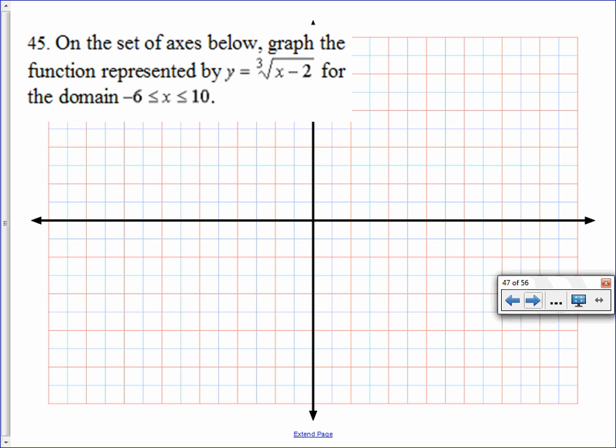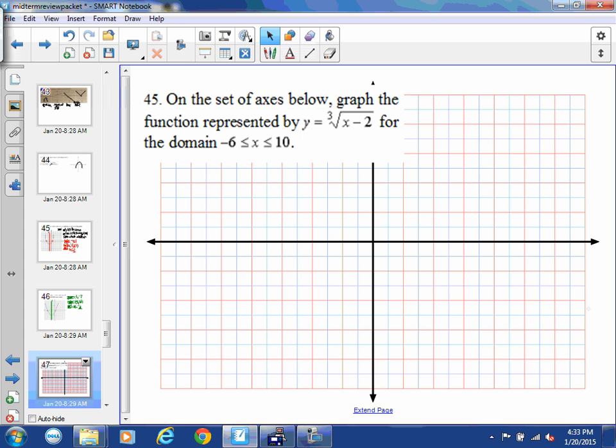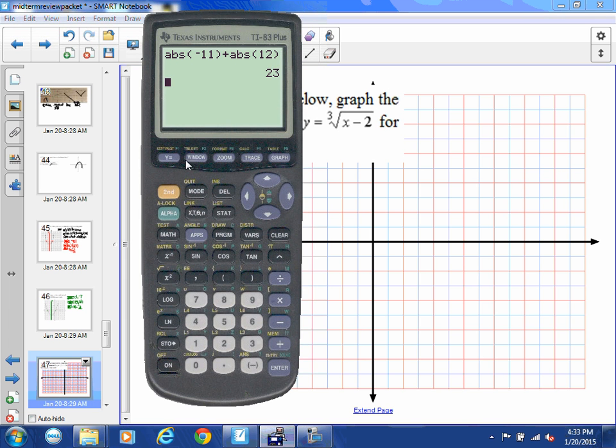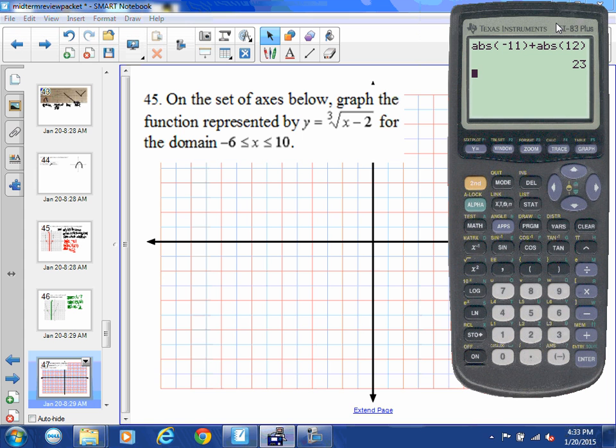On the set of axes, graph the function represented by... well, whenever you're graphing, put it into the calculator. Once again, my calculator is a little bit different than yours, but that's okay. We go to y equals. To type in cube root, I do math, option 4. Yours will look different than mine, but it's the same thing, x minus 2. It gives me a domain from -6 to 10, so I'm going to copy down my graph from -6 to +10.